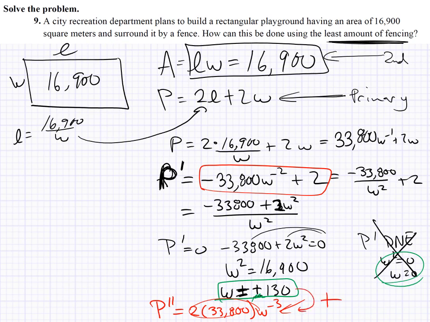Well, if I got a positive in the second derivative, that tells me I'm concave up. Concave up tells me that I have a minimum for this value. So we know that that's your minimum. W of 130 is your minimum.